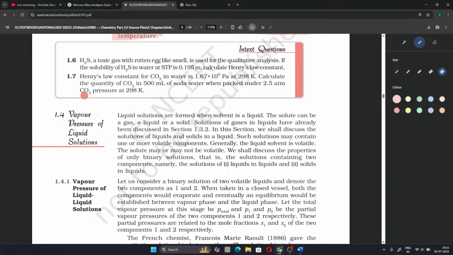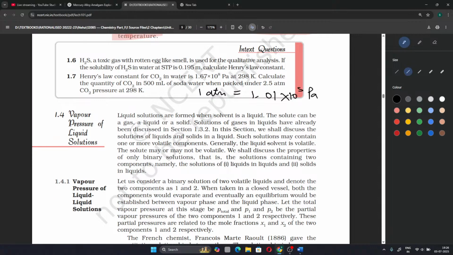The Henry's law constant for CO2 in water is 1.67 into 10 power 8 Pascal at 298 Kelvin. Calculate the quantity of CO2 in 500 ml of soda water when packed under 2.5 atm CO2 pressure. Basically just use the formula, we will get the answer. But for conversion between atm and pascal, 1 atm equals 1.01 into 10 power 5 pascal.